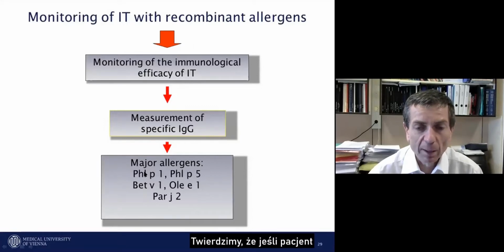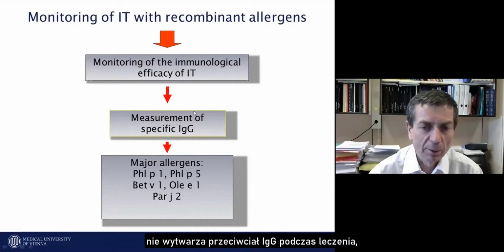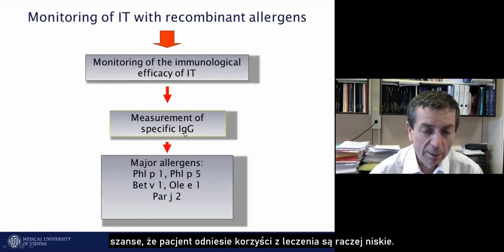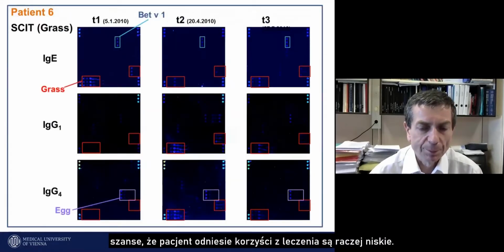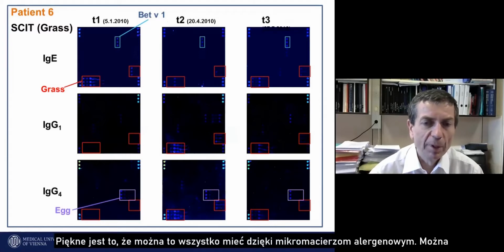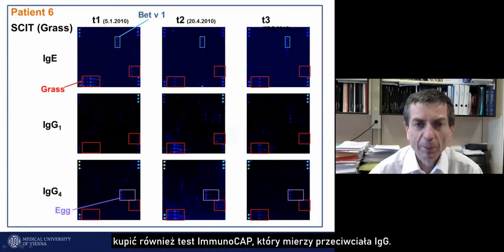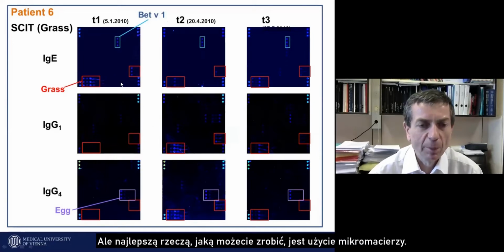And what we argue is that if a patient does not develop IgG antibodies during treatment, the chances that the patient will benefit from the treatment are rather low. Now, the beautiful thing is that you can do all this with allergen microarrays. You can also buy ImmunoCAP that measures IgG, but the best thing that you can do is to use a microarray.